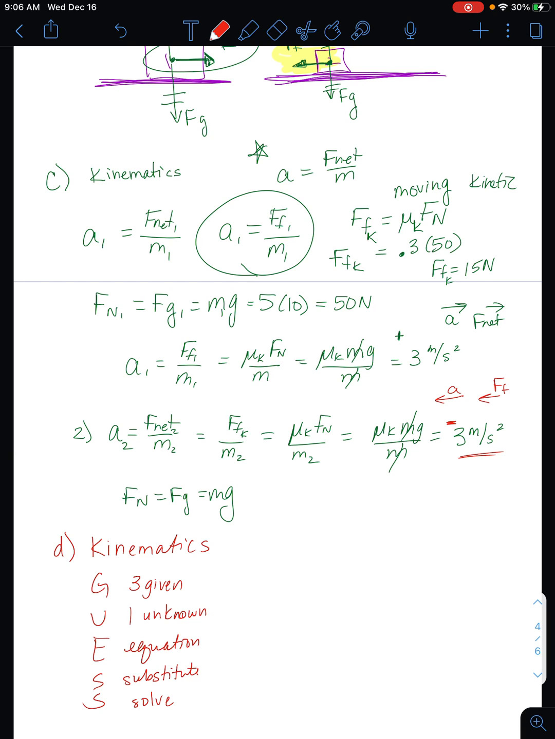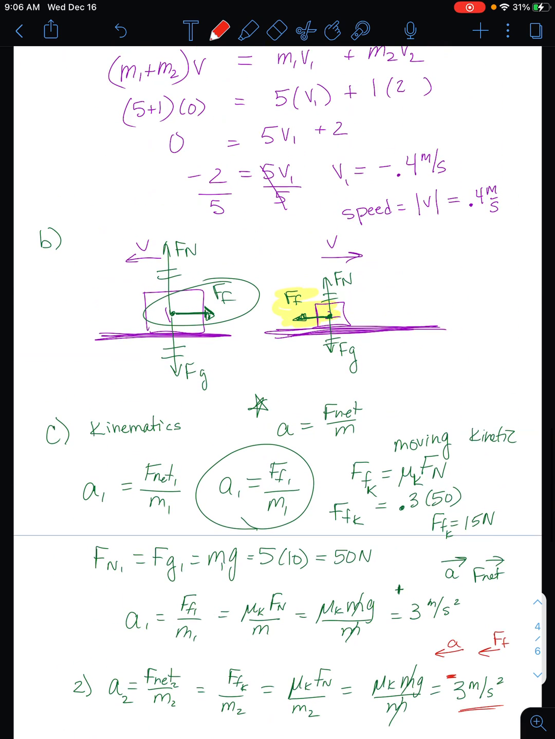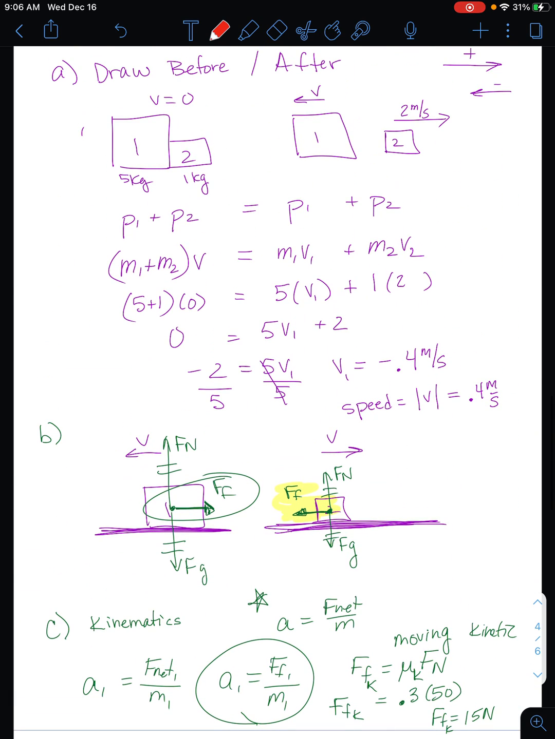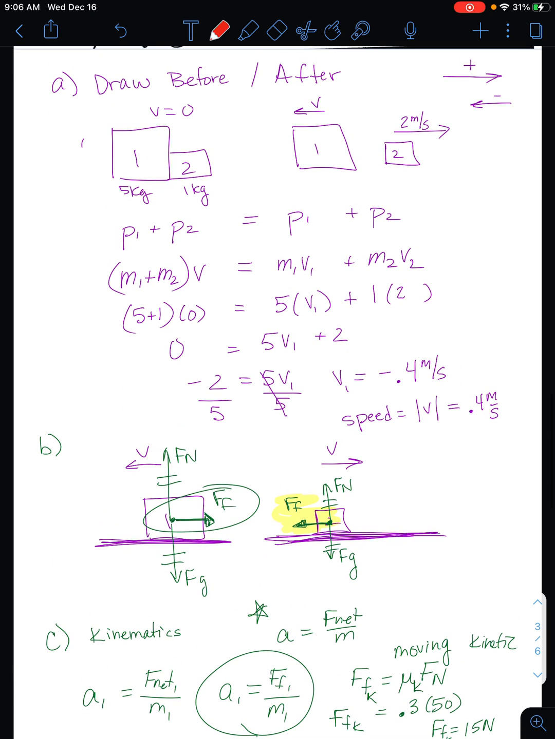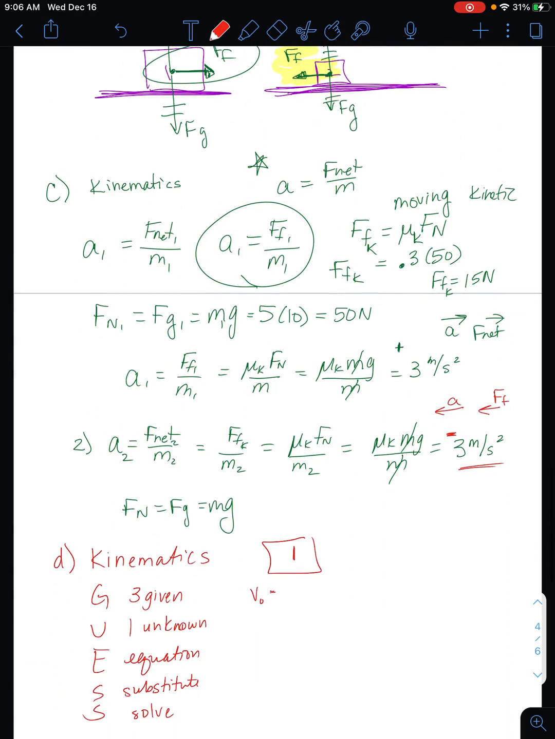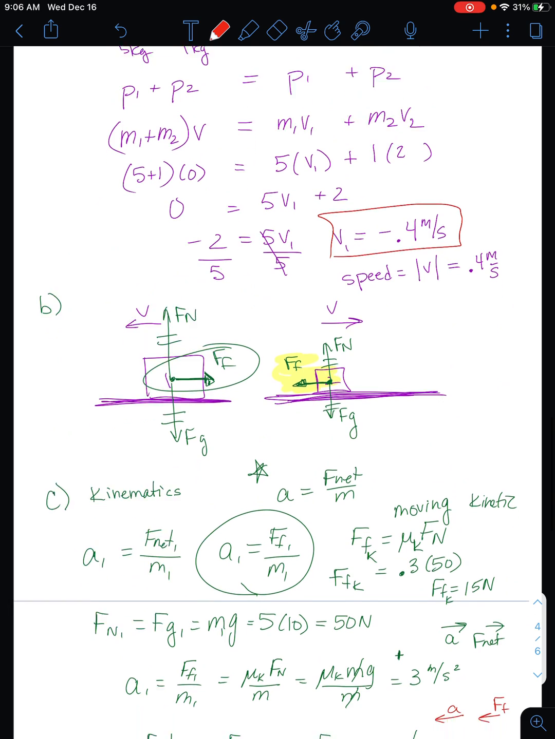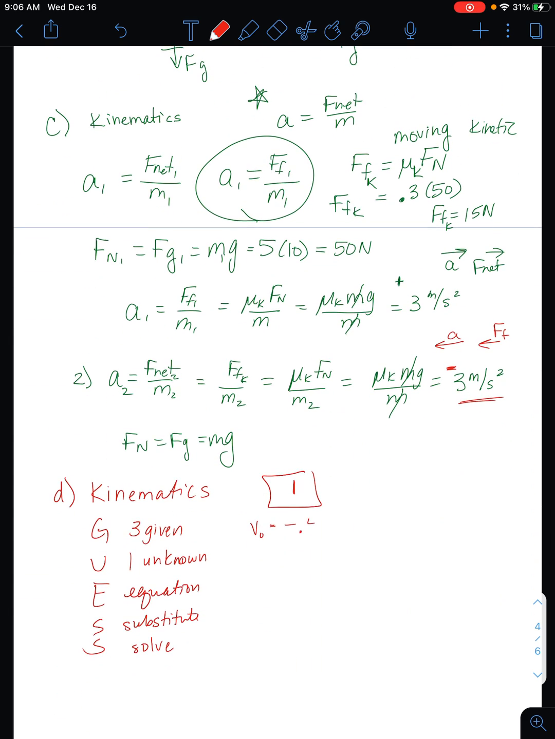With my 3 given variables, let's see what I know. Let's do block 1 here. For block 1, we know that its starting velocity while it's sliding across friction is going to be the velocity that we found for block 1 up here. So 0.4 meters per second. And really, it's got a negative starting velocity because it's moving in the negative direction. So we can say negative 0.4 meters per second because it's moving to the left.